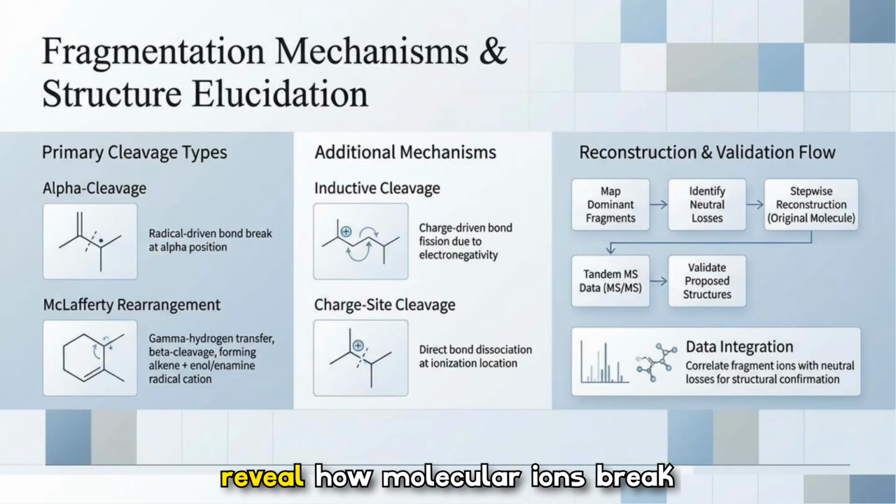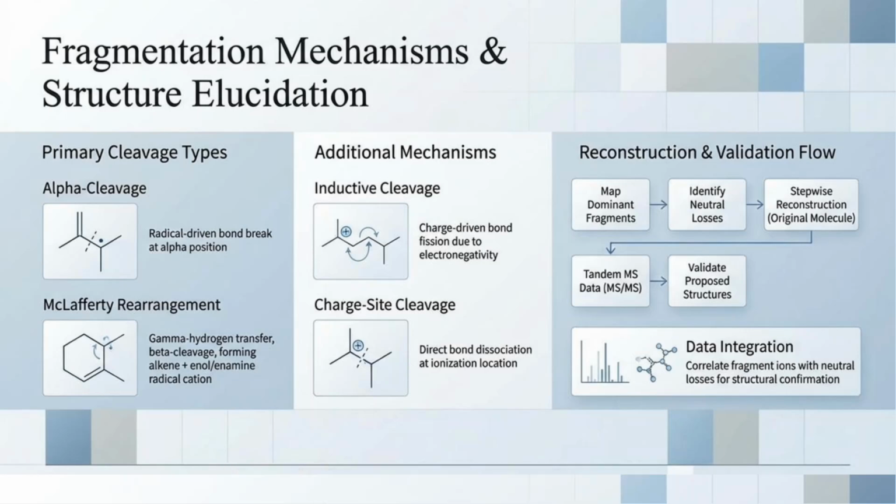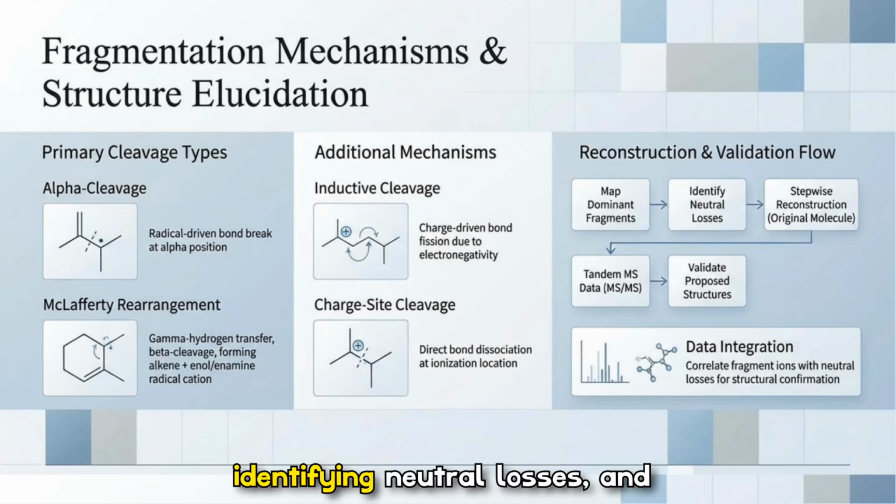Fragmentation mechanisms reveal how molecular ions break and how that informs structure elucidation. Primary pathways include alpha cleavage and McLafferty rearrangements, while inductive and charge site cleavages are additional routes driven by bonding and ionization. Mapping dominant fragments, identifying neutral losses, and validating proposed structures with tandem MS and integrated data lets you reconstruct and confirm molecular architectures with confidence.